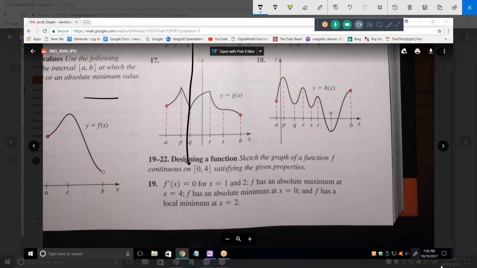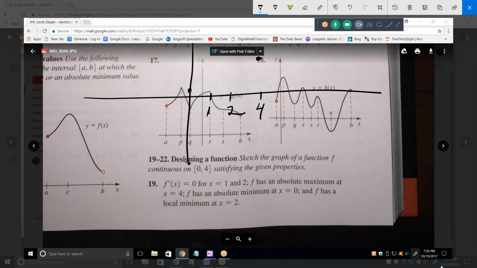So, sketch a graph of a function where f of x equals 0 when x is 1 and 2. So I'm going to put 1 and 2. And I know the first derivative is 0, so the slope of the tangent line is going to be flat at those 2 points. Has an absolute maximum at 4. So we'll put a maximum up there. And has an absolute minimum at 0. So we'll put a minimum down here.